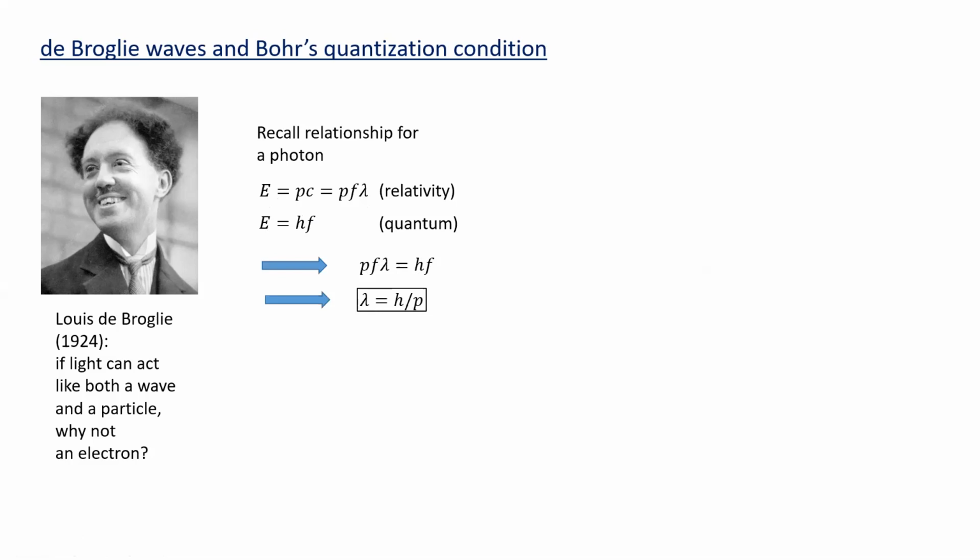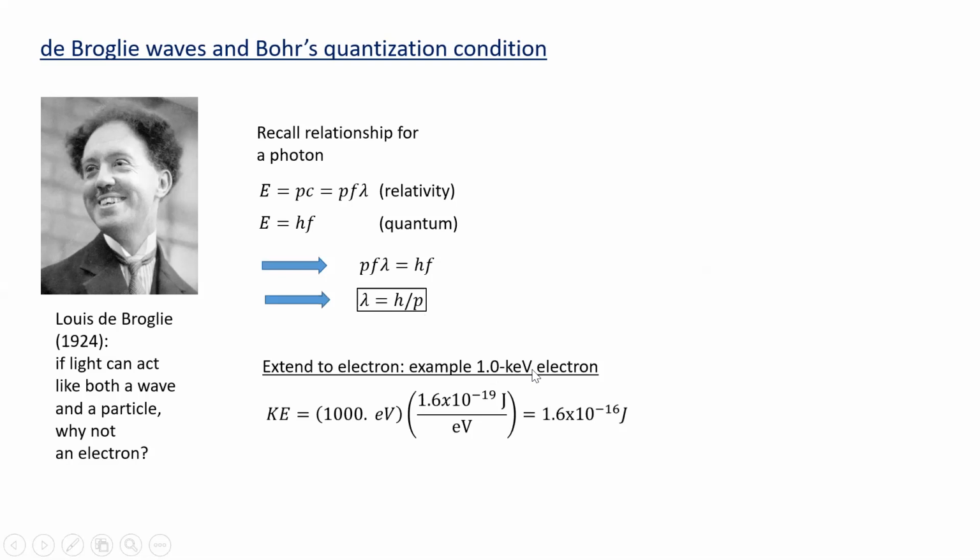And de Broglie suggested that since electrons have momentum, we could define a wavelength corresponding to the electron momentum through this same relationship, h over p. So just an example here, extending to the electron, a 1 kilo electron volt electron, just to give an example of the wavelength we would get. 1 keV, 1,000 electron volts, converting to joules, we get this number.